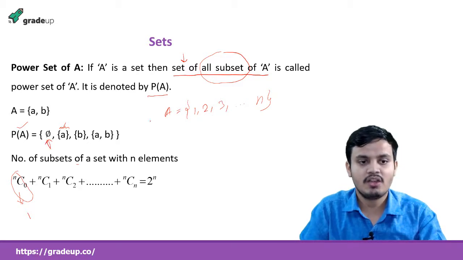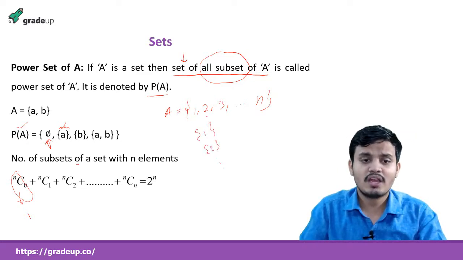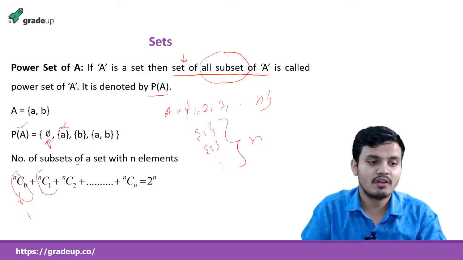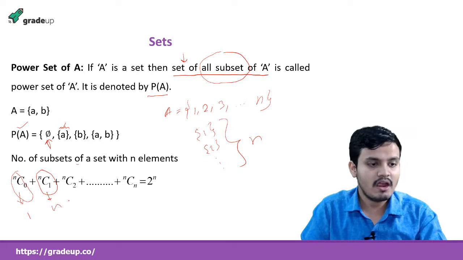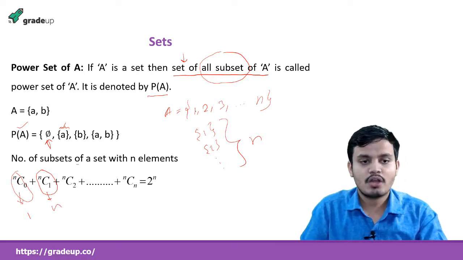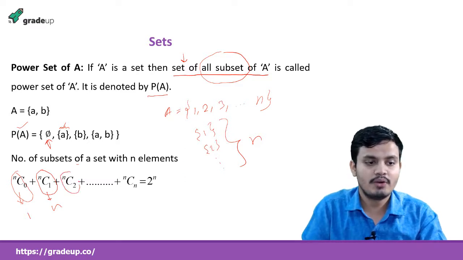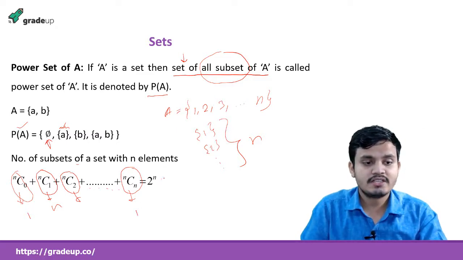Phi is the subset if you did not select any element. If you select one element, you can select 1, or 2, or any of them. How many such ways are there? n ways, which is represented by nC1. nC1 is equal to n. And when I ask you the number of ways to select 2 elements from these n elements, it will be nC2. Similarly, so on, the number of ways of selecting n elements is nCn. That will be the set A only, which is 1. So if you sum all these, it will be 2^n.